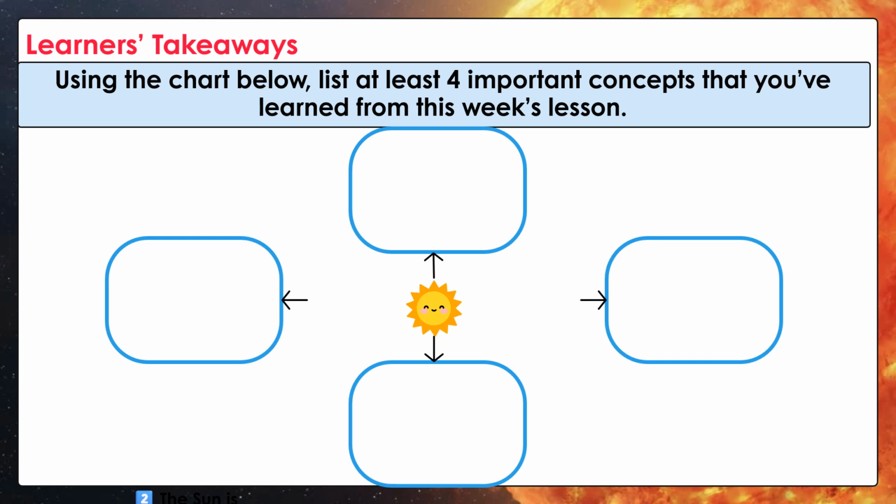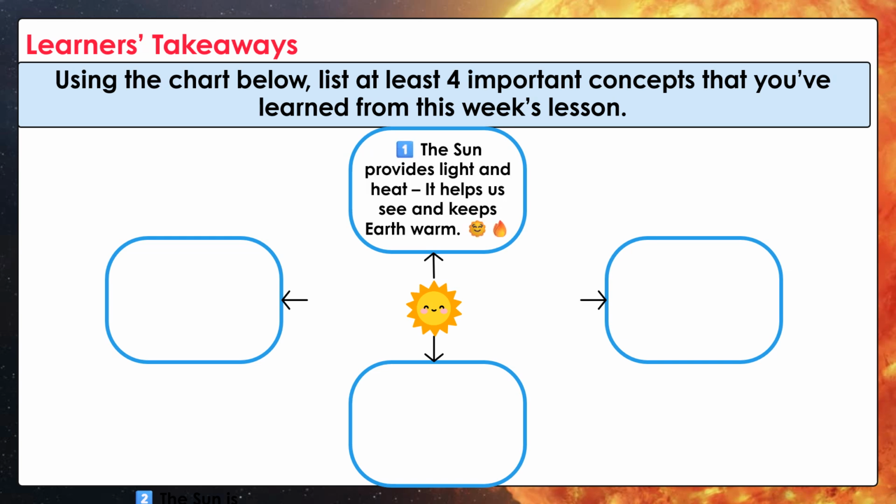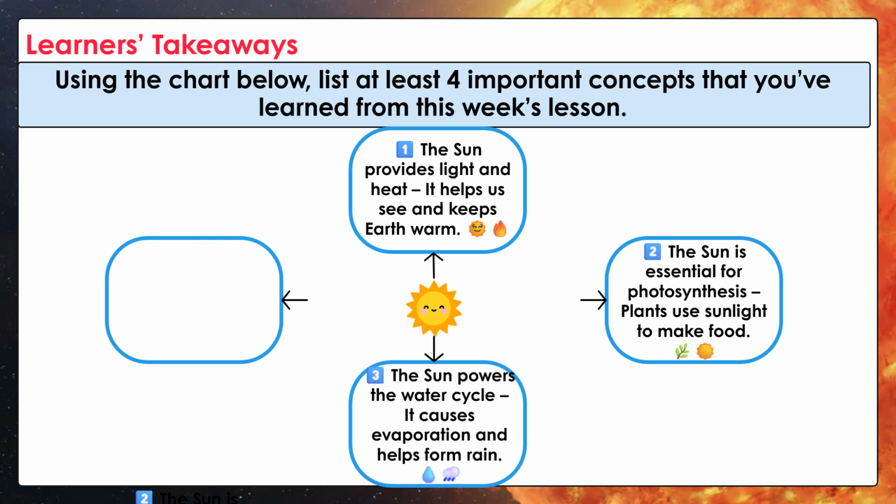Example answers. 1. The sun provides light and heat. It helps us see and keeps Earth warm. 2. The sun is essential for photosynthesis. Plants use sunlight to make food. 3. The sun powers the water cycle. It causes evaporation and helps form rain.